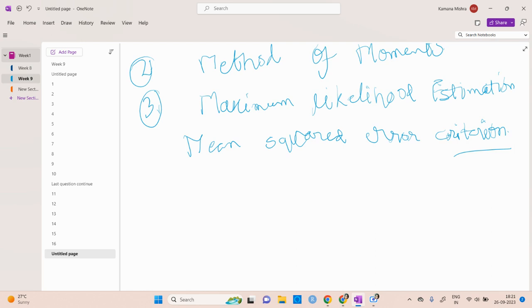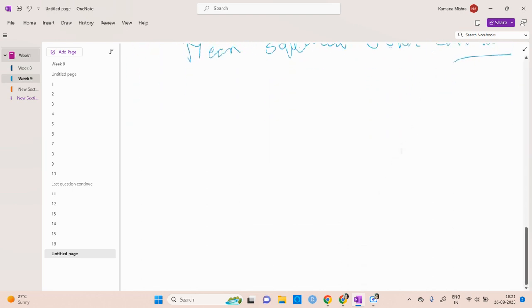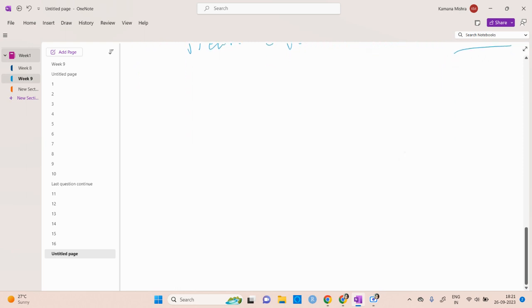Okay, so now the most important one is maximum likelihood estimation. The method of moments and least square estimation we use very rarely, but the most used is maximum likelihood estimation, and we find its estimator and call it the MLE. Okay. So let's start with least square estimation.